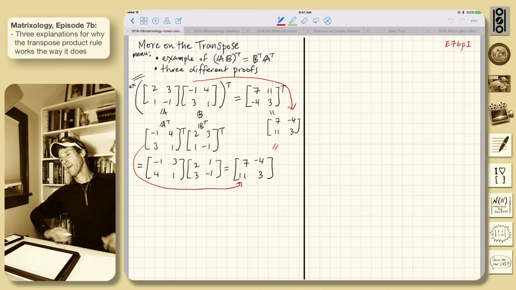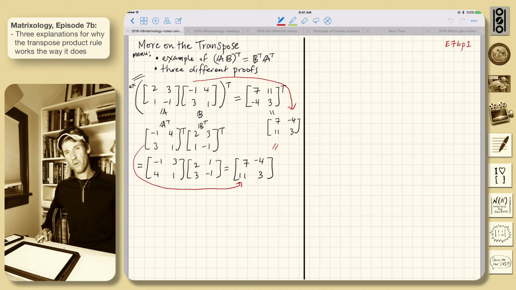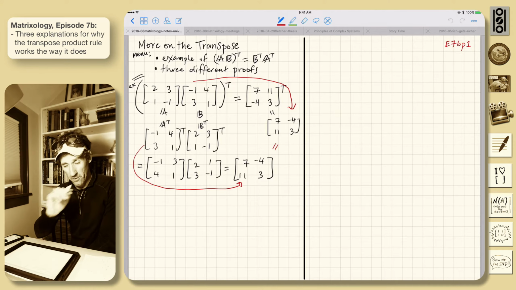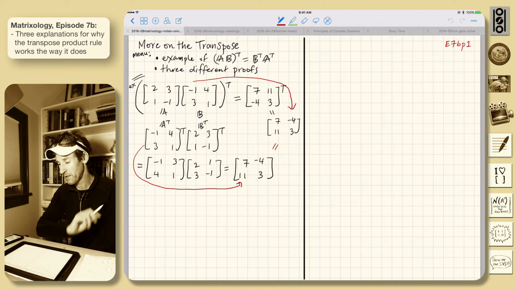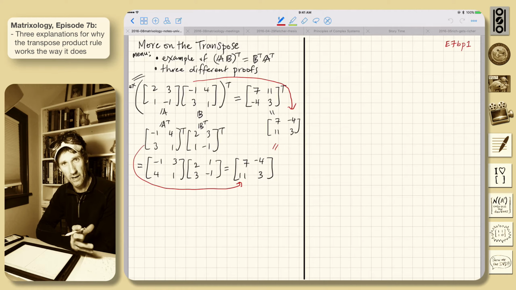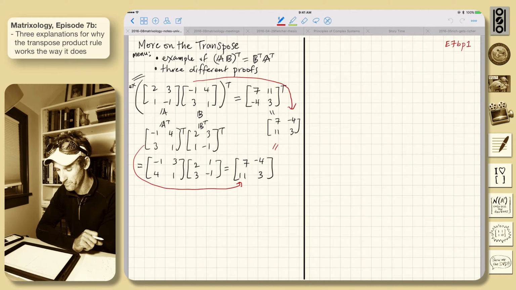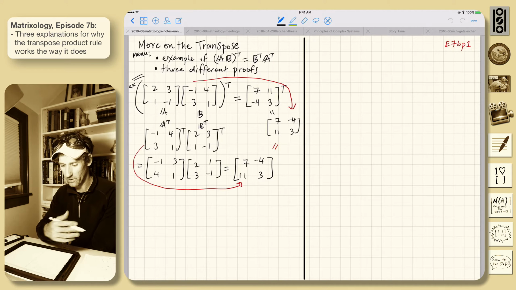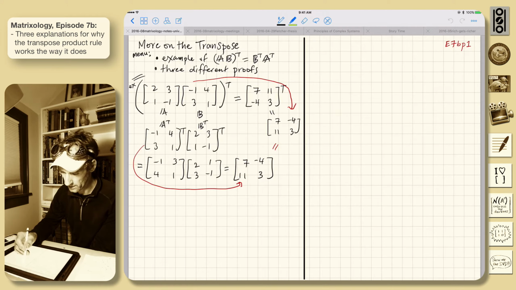All right, so this (AB)^T = B^T A^T business. I know you're very excited about it, and so I just want to give you three proofs for why it's true. They're all, of course, the same thing, but one of them is more pictorial than the other two. We didn't have an example in the previous piece, so here's one. Let's start off with that.